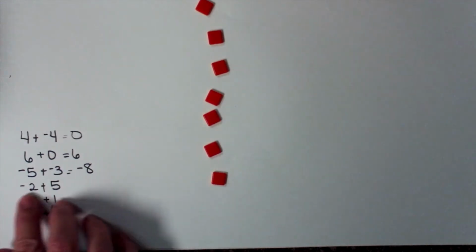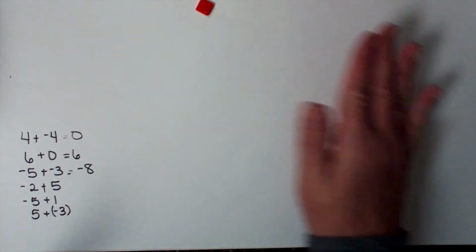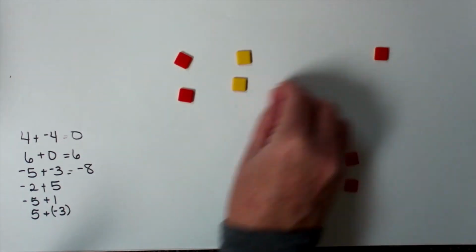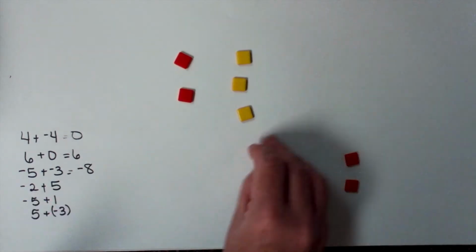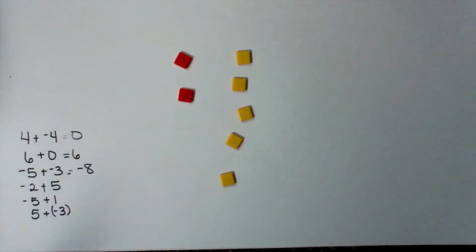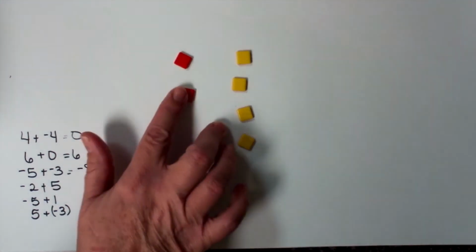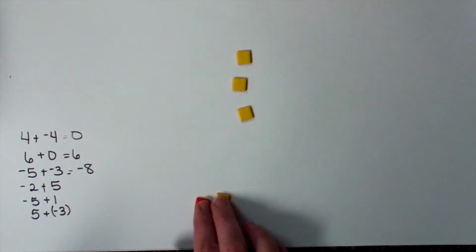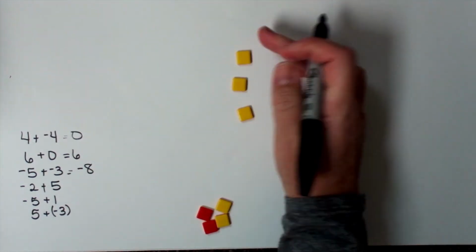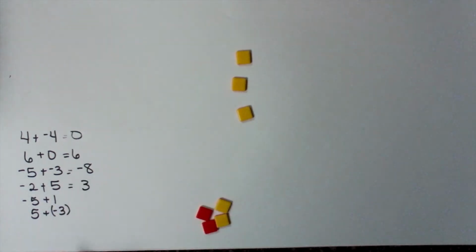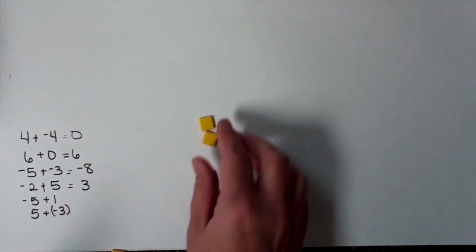Now, I have negative 2 plus 5. Negative 2 plus positive 5, create my positive 5. Can I zero pair any out? Absolutely. These are zero pair, these are zero pair. What do I have here? Well, they're yellow, so they're positive, and it's 3. So my answer is positive 3. Now, the kids can write the positive in front of that if they need to. That's fine.